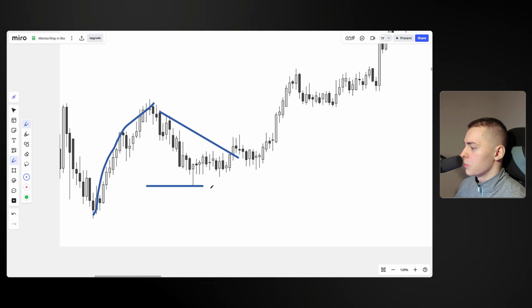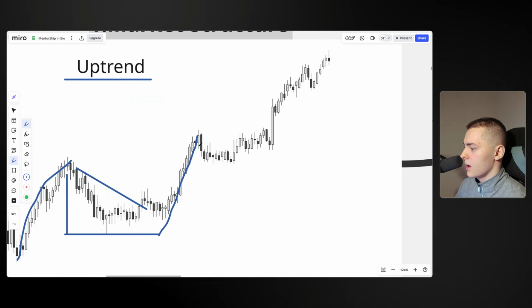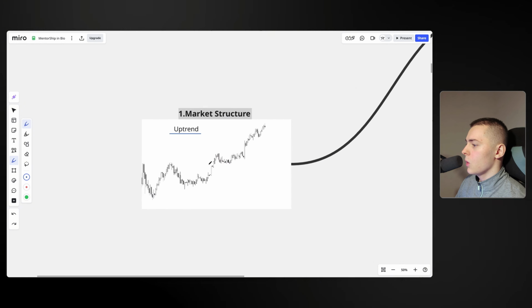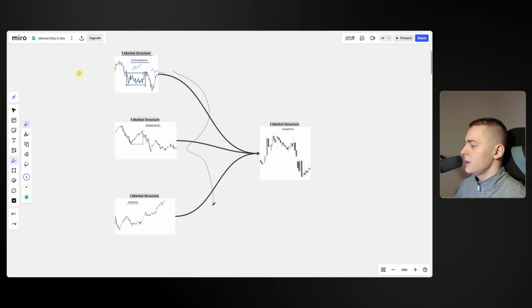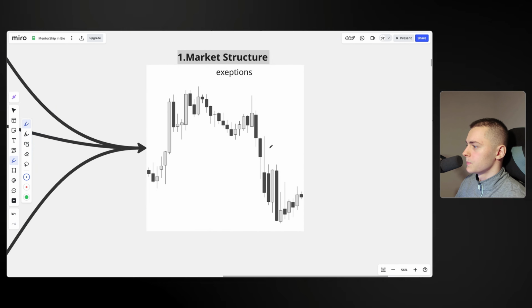Then we are having our pullback phase right in here. And we're trending upwards again. We are having a little bit of a pullback phase right in there and trending upwards again. Now, as I have previously mentioned, no downtrend or uptrend lasts forever. The market will always go over these three structures that I have just explained to you. Always. However, there's also an exception.